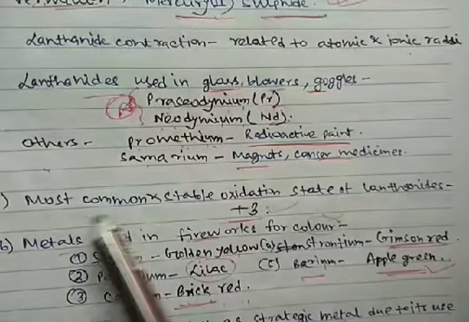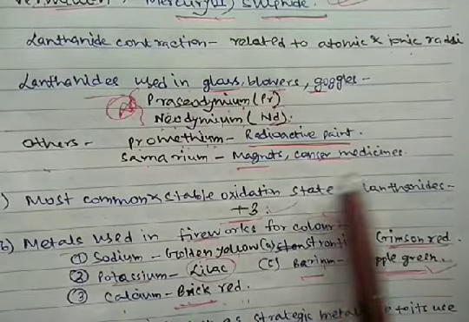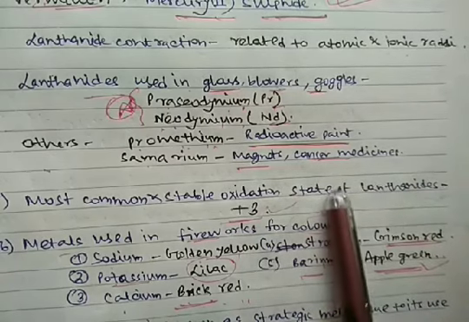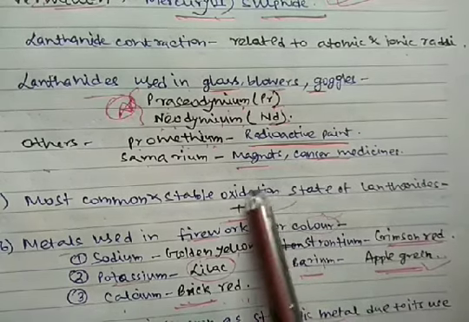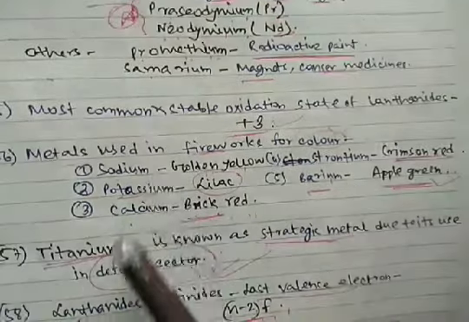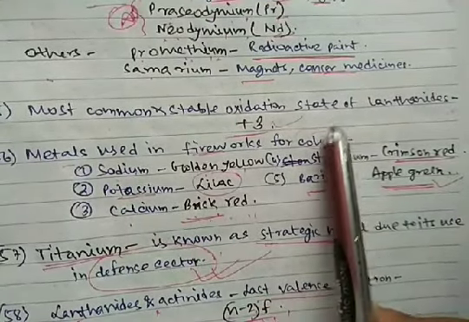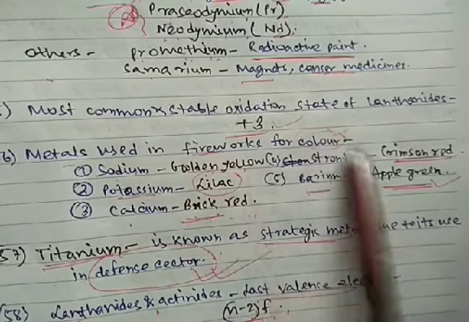Next is the most common and stable state of oxidation of lanthanides. The oxidation state for the lanthanides is +3. Next, metals that are used in fireworks for the color. This is a very important topic.